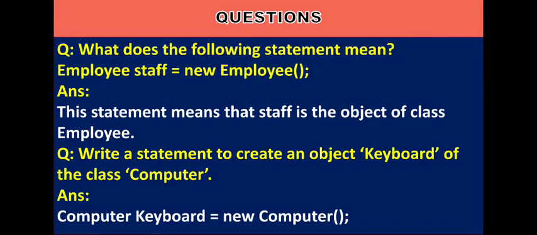Now look at some of the questions that can be framed like this. What does the following statement mean? Employee staff equal to new employee. It is the syntax of object creation. So we can say staff is the object of class employee. Another question: write a statement to create an object keyboard of the class computer. The class name is computer, the object name is keyboard. So the statement will be: computer keyboard equal to new computer open bracket close bracket semicolon.